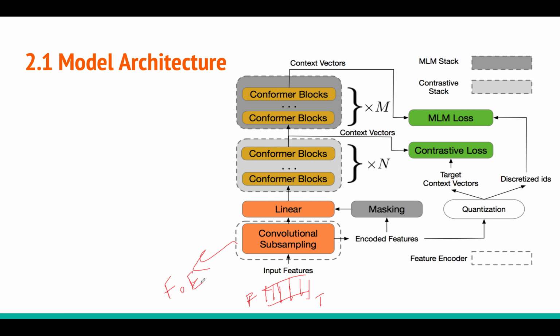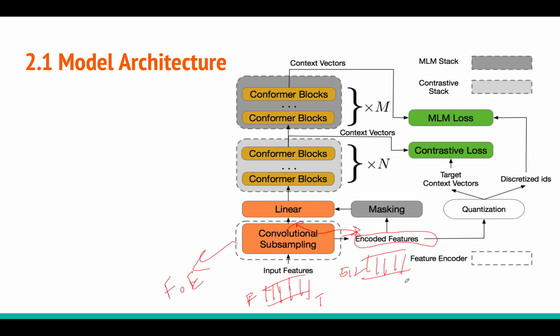Unlike W2V, these authors use 2D convolution layers to process the input features, whereas W2V uses 1D convolution layers, because the input signal is one dimensional, right? And after the convolution layers, the feature encoder, you will get the encoded features as output. This is similar to W2V. The encoded features are again a sequence of vectors, each of some dimension, for example 512.